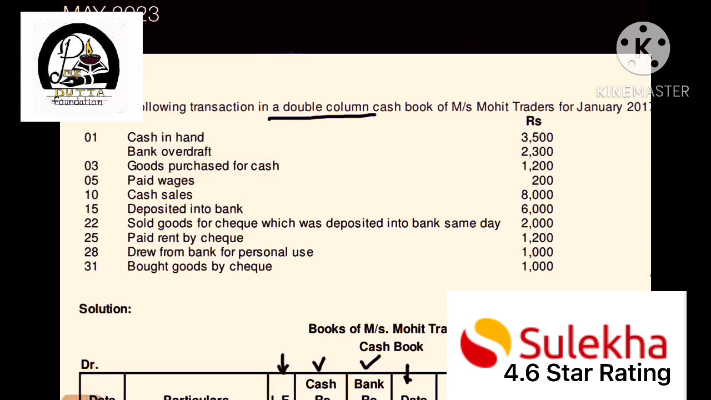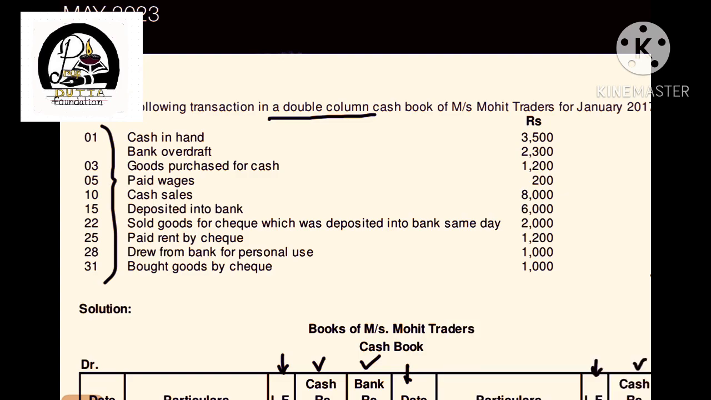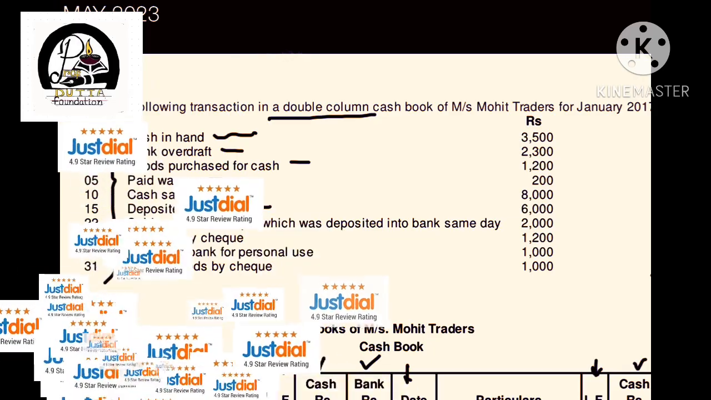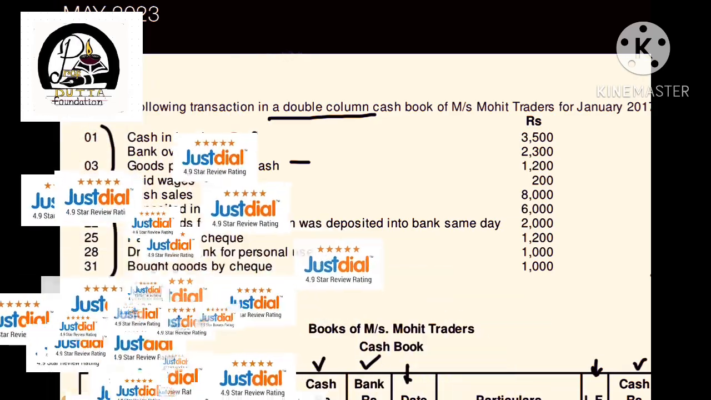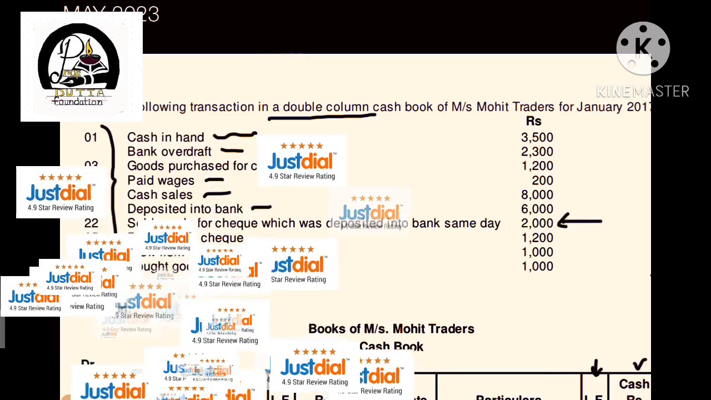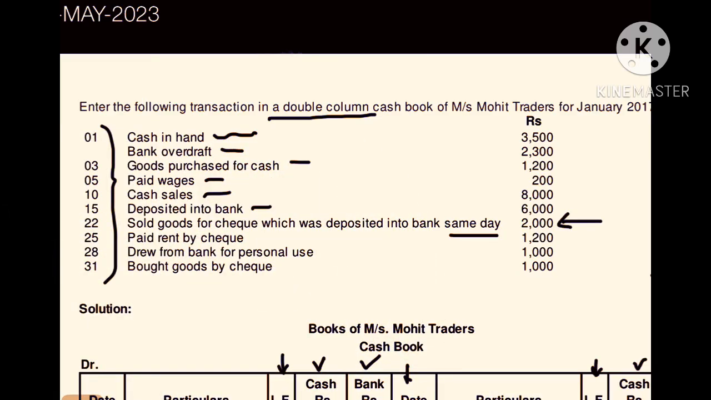Look at the question. There are some dates given in chronological order: 1, 3, 5, 10, 15, 22, 25, 28 and 31. On these dates we have some transactions given one after another. The first is cash in hand, then bank overdraft, goods purchased in cash, paid wages, cash sales, deposited into bank, sold goods for a check which was deposited into the bank the same day, paid rent by check, drawn from bank for personal use, and bought goods by check.